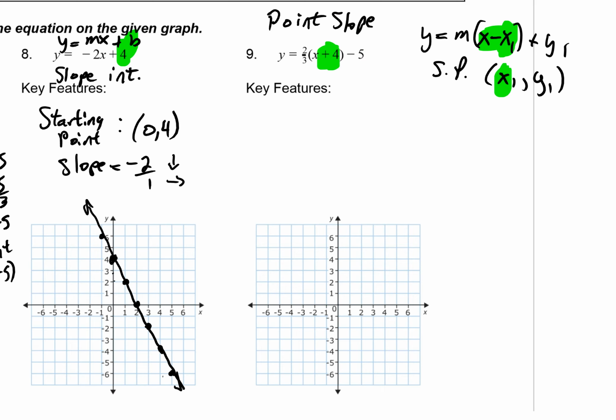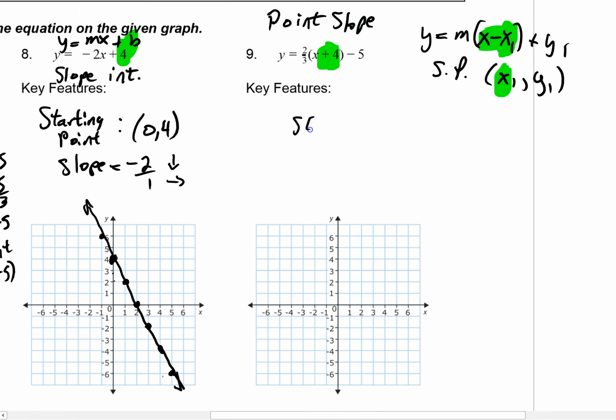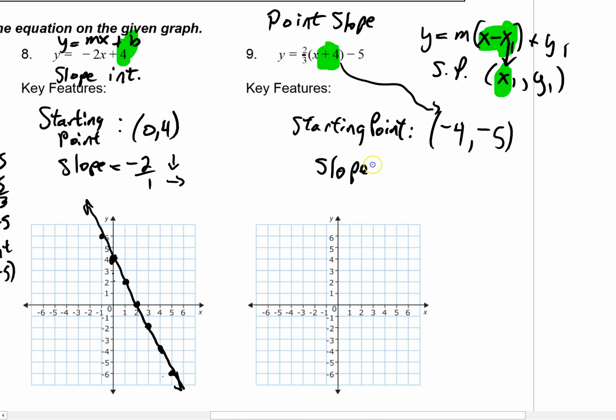What's our starting point? Well, remember, when we have those parentheses, that starting point will always work out so that we have to do the opposite of what's with the x. We have to change that. Just like you had a negative x1 up there, we wrote it as just an x1. Our slope is going to be 2/3. That means we're going to go up 2 because it's a positive 2, and then 3 to the right.